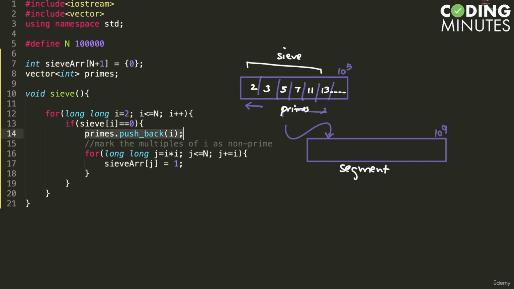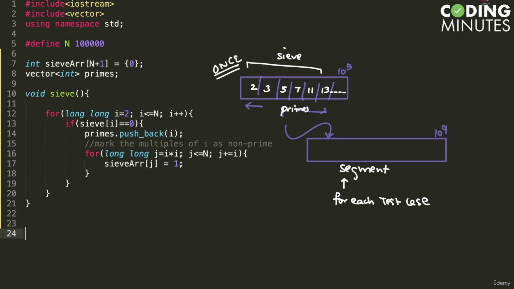So we are going to generate this array only once, and this would be shared across all the test cases, but the segment would be created for each test case separately. So what we have done is generate a vector of primes using the normal sieve method. I hope you are able to understand this one.